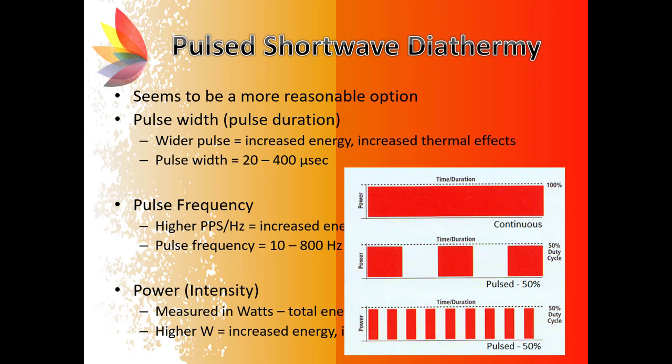Here are some different examples of different on-time and off-time pulses. The top one is continuous. We can see that there's no duty cycle or no off time. The second one is a pulse cycle at 50%. This means that the machine is on half of the time. The bottom image is also a pulsed 50%. The biggest difference between it and the middle one is the pulse frequency.